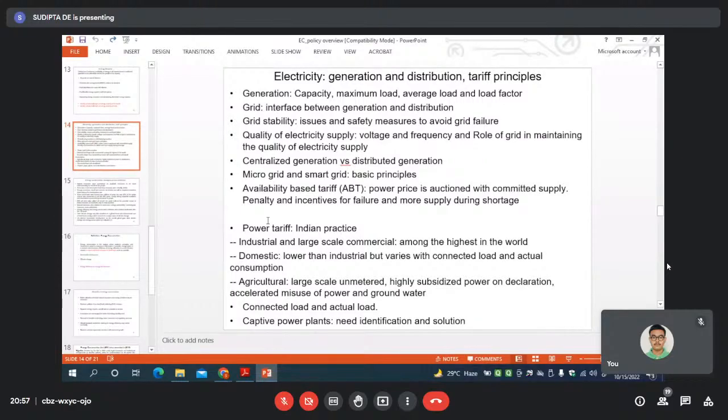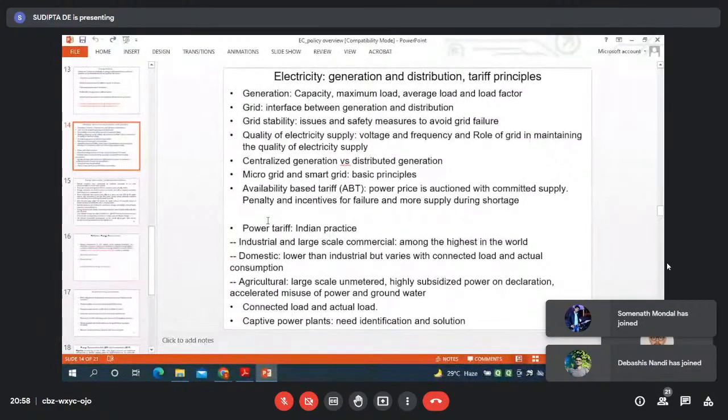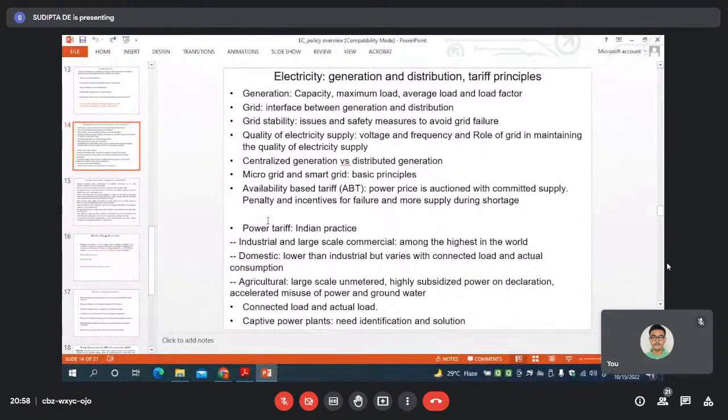Comma, higher the slab, higher will be the per unit electricity tariff. This is true for both domestic and industrial sector. Both domestic and industrial stroke commercial you can write, because they are under the same slab, same category. This is true for both domestic and industrial stroke commercial sectors.